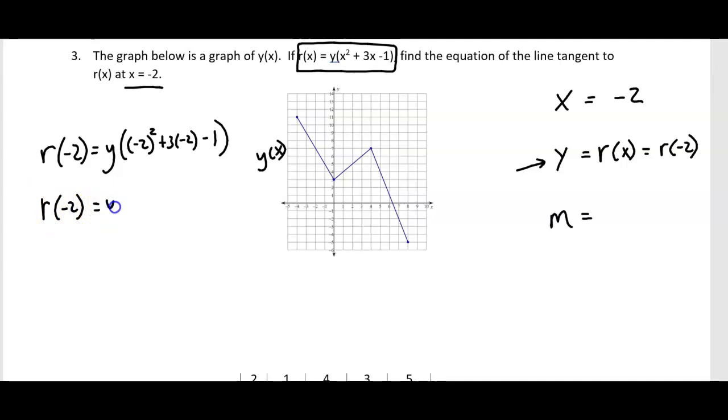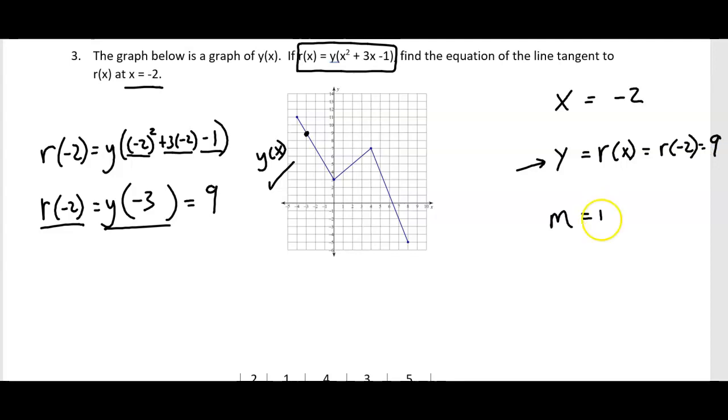So let's simplify that. 4 minus 6 minus 1 is negative 3. So r of negative 2 is the same thing as y of negative 3. And what that means is, what's the y value on this graph of y over here when x equals negative 3? And that would be right here, and it's 9. So there's my value for r of negative 2. It's 9. Now let's do our m.